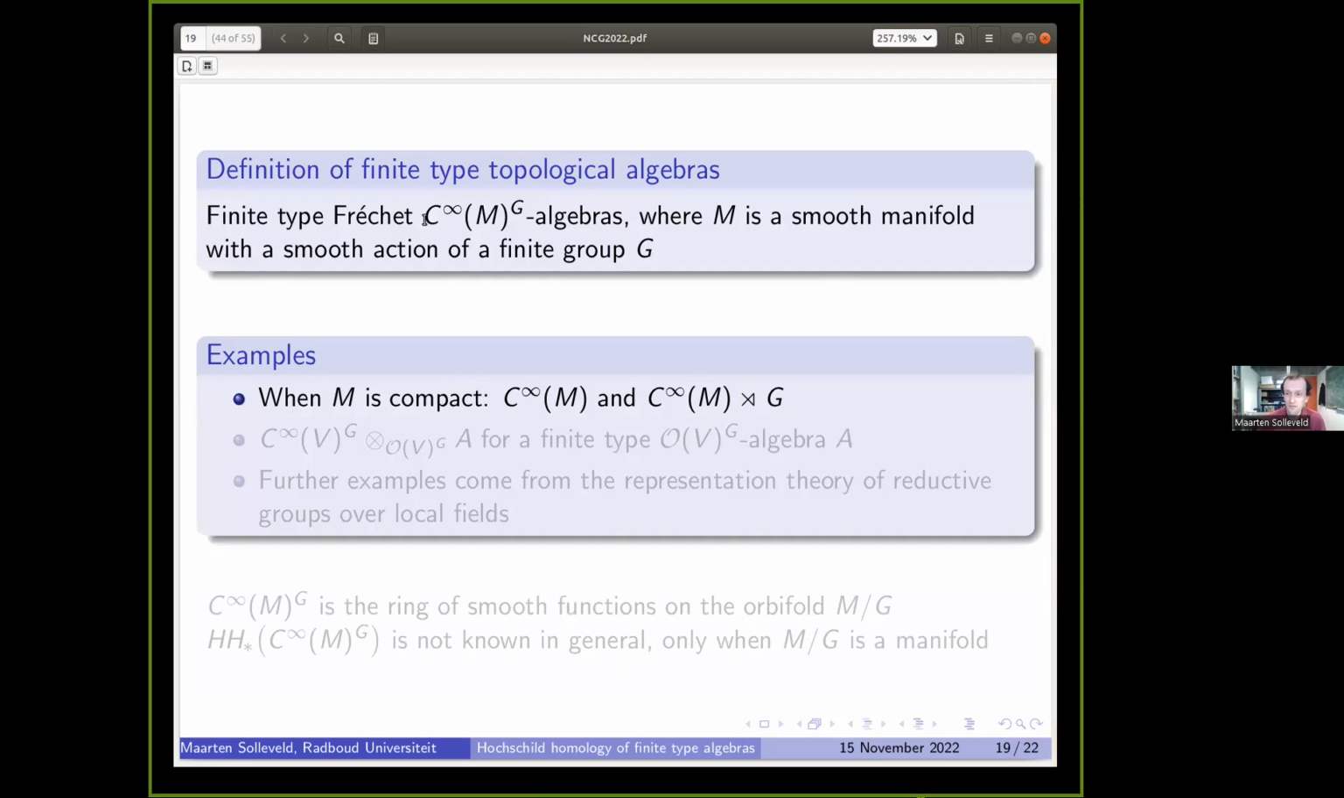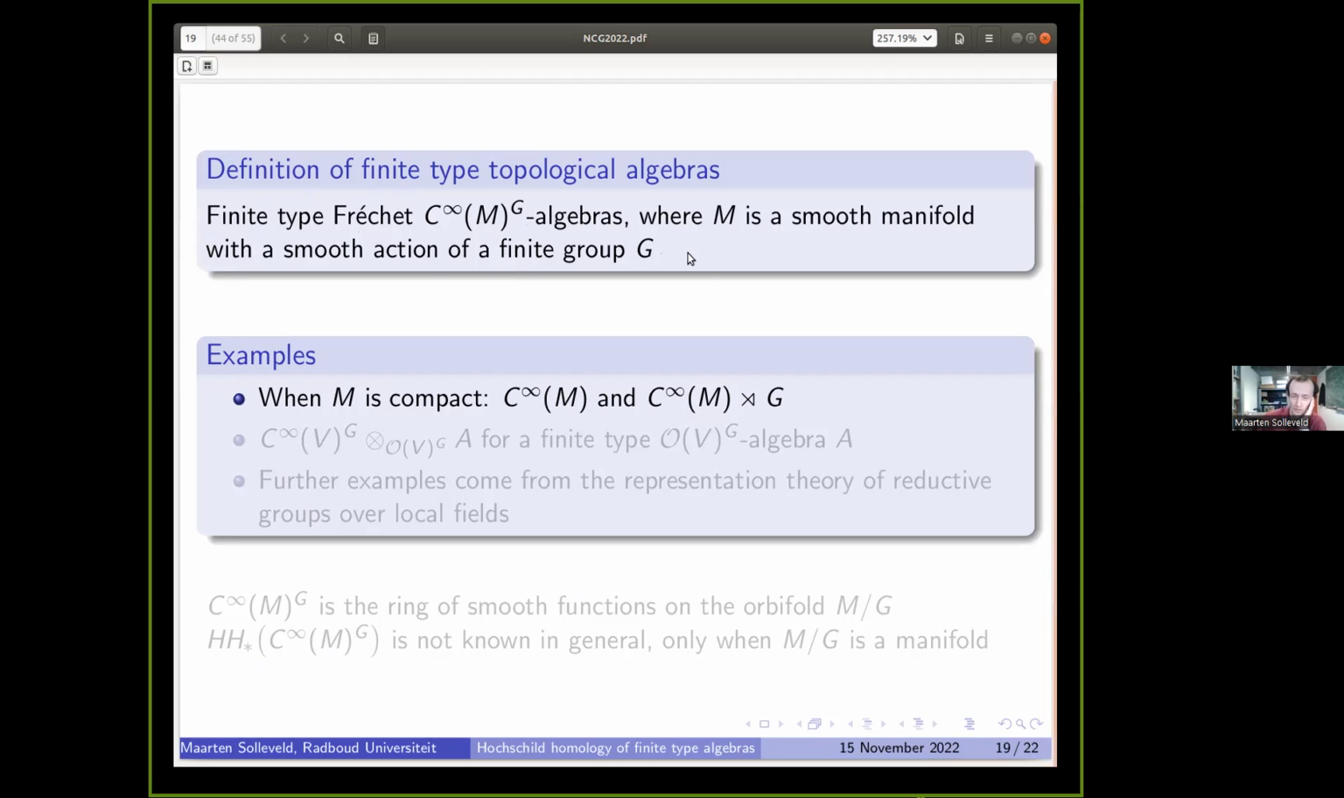But it turned out that for the applications that I had in mind, that was not general enough. I actually needed smooth functions on an orbifold. So it turns out that maybe a more interesting class to look at is finite type algebras, which are Fréchet and of finite type over the smooth functions on an orbifold M modulo G. And then, well, G is just a finite group. I mean, maybe you can develop it also for infinite groups, but here I stick to finite groups.